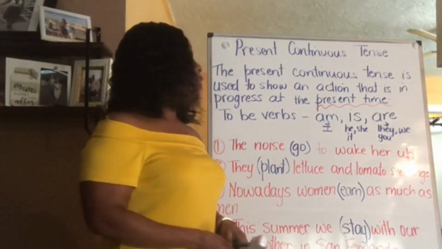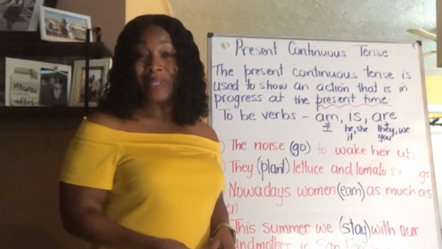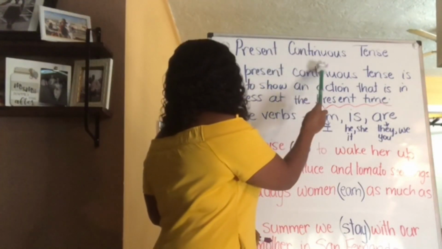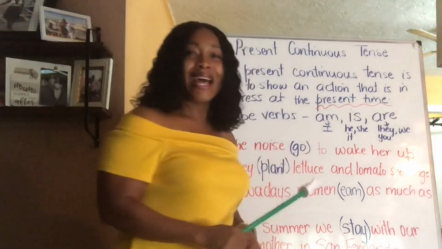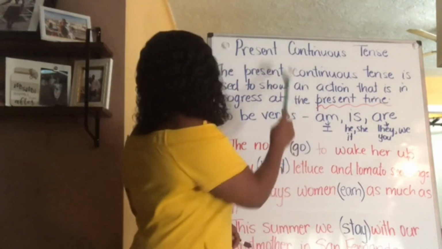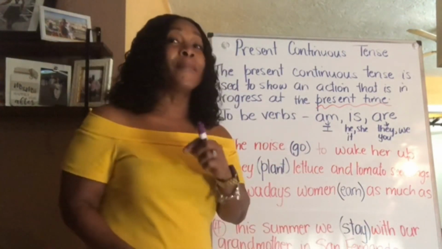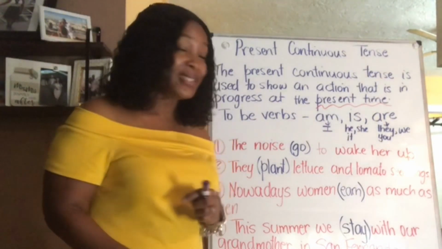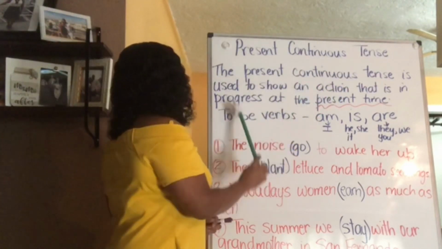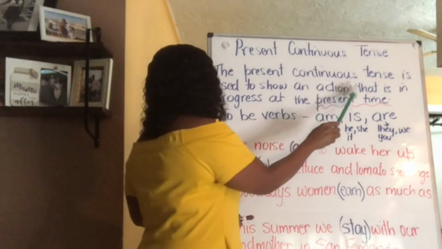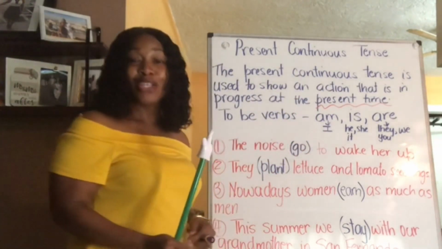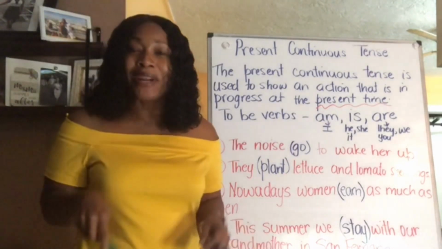Now today we are still continuing with verb tense, and the one we're looking at is present continuous tense. And I'm sure you know what the word continue means. So we're looking at continuous tense, but present continuous. You have to pay attention to the key word. Now the present continuous tense is used to show an action that is in progress at the present time. So it's in progress at the present time.